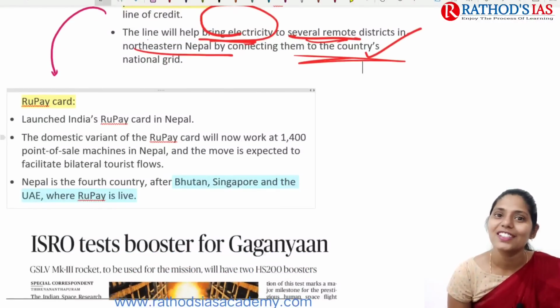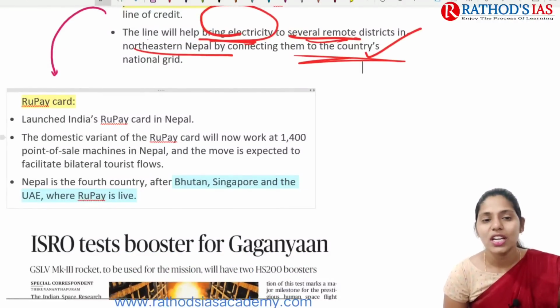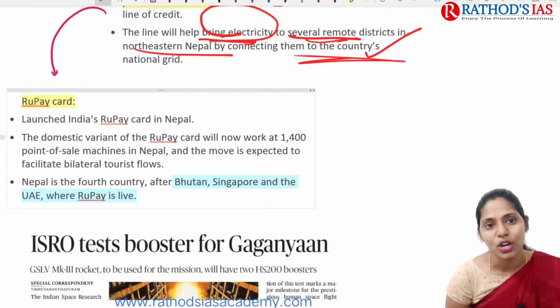The next important one is regarding the RuPay card. Here we are mainly going for the launch of India's RuPay card in Nepal.